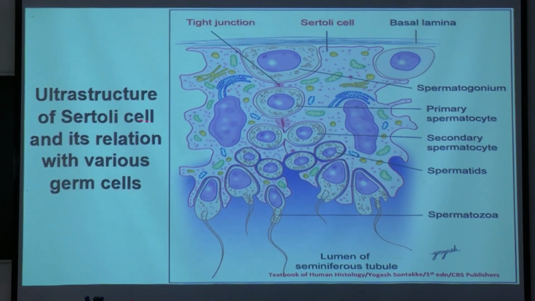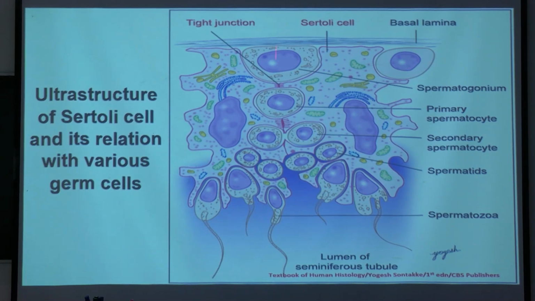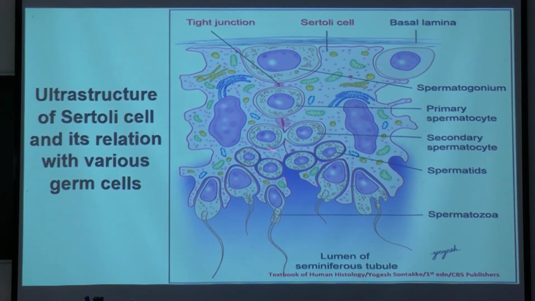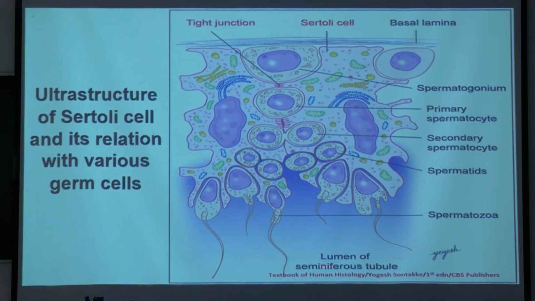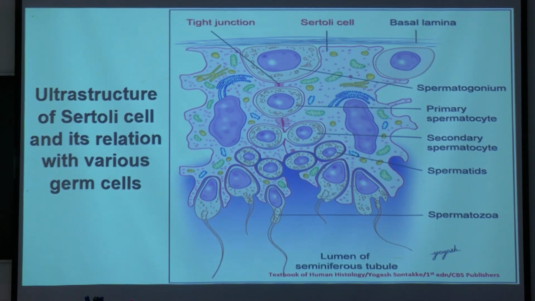This is the ultrastructure of the Sertoli cell and its relation with various germ cells. See here, this large cell is the Sertoli cell, and there are tight junctions between adjacent Sertoli cells, and these are the different germ cells. This is a basal layer spermatogonium. This is a primary spermatocyte. Here are secondary spermatocytes. These are the spermatids, and these are the spermatozoa near the lumen of the seminiferous tubule. Understood? So these are the locations of different types of cells.